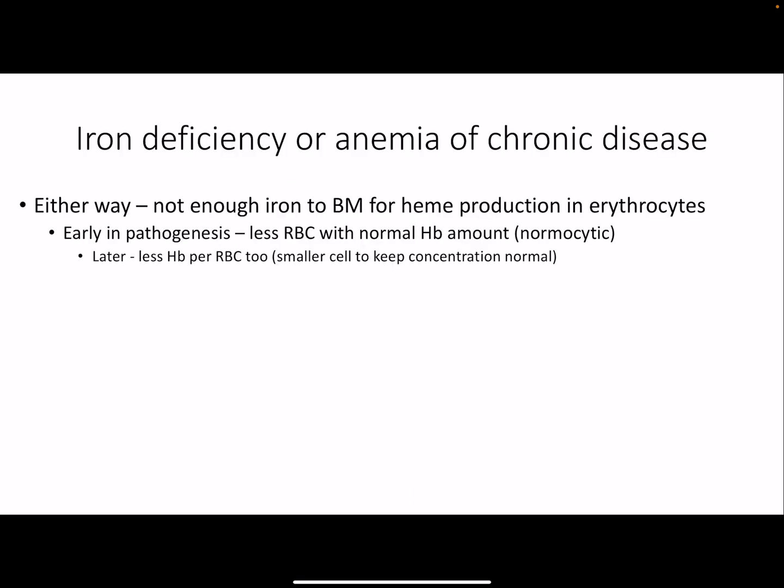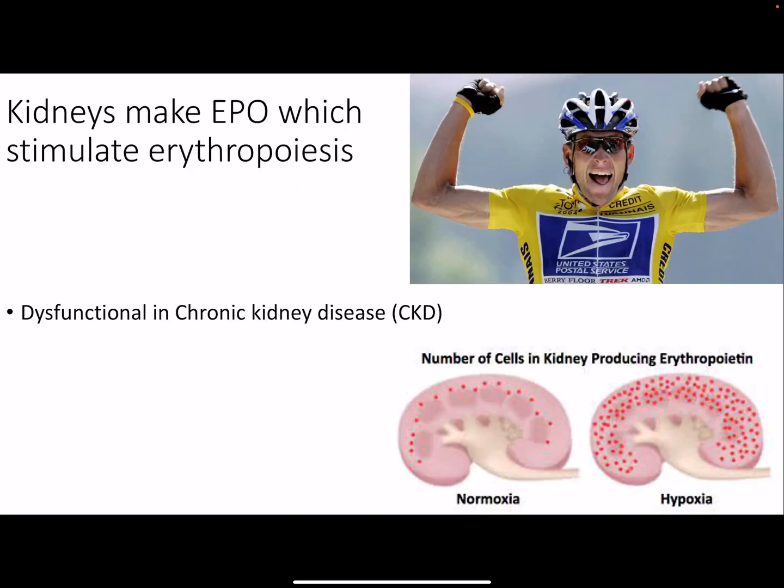So whether it's iron deficiency or anemia of chronic disease, we said early on, in both of these cases, not enough iron to produce heme, and therefore you're going to have fewer red blood cells. And early on, we said that, okay, we're fine with just fewer red blood cells, but at least we'll equip them with a normal amount of hemoglobin, and that's why they're normocytic. However, eventually we're going to have fewer red blood cells, but also less hemoglobin per red blood cell as well. So that's why they fall into both camps. All right, so let's move on to the new stuff. Kidneys make erythropoietin, which stimulates erythropoiesis.